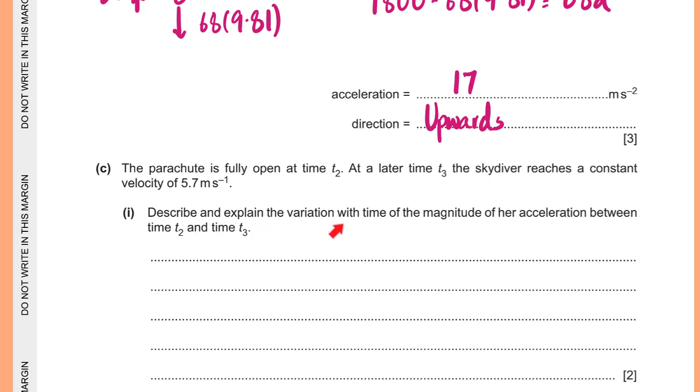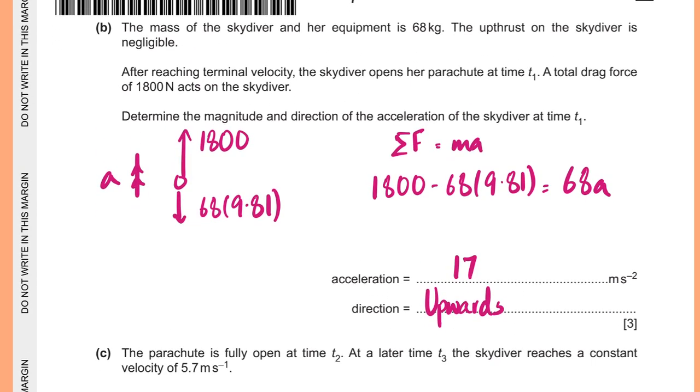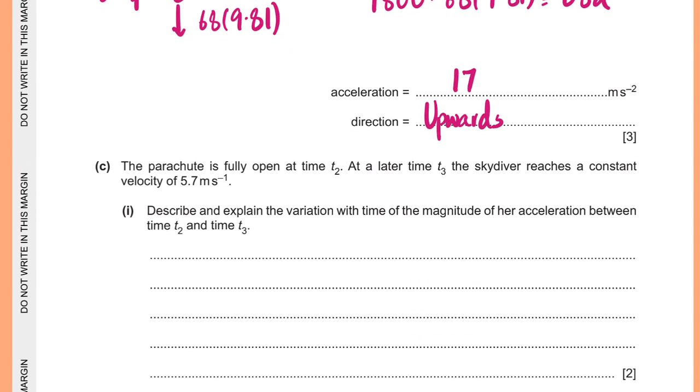So you have to describe and explain the variation with time of the magnitude of acceleration between t2 and t3. So t2 was the time when the parachute was opened, right? Okay, no, that's t1. So the parachute is opened at t1. t2 is when the parachute is fully open. And then t3 is when the second lower terminal velocity is reached. So I have to explain the variation with time of the magnitude of acceleration.